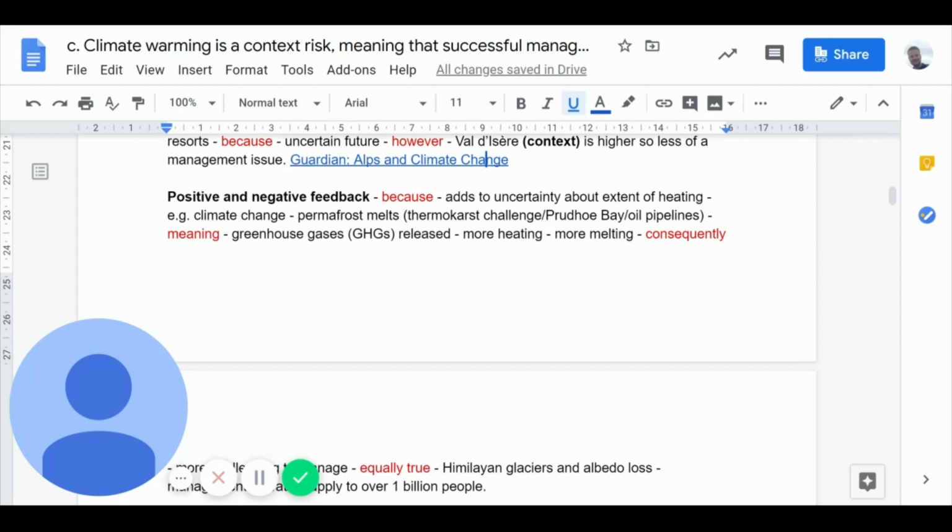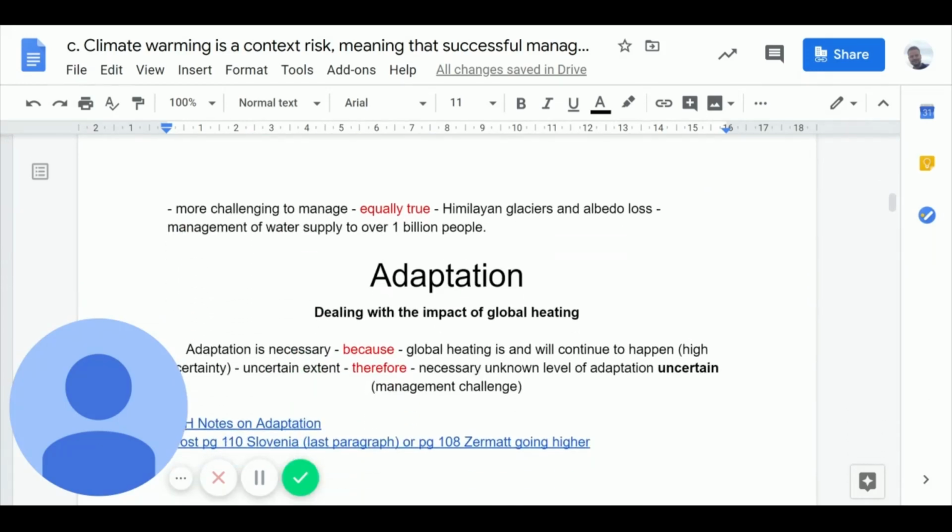So because it adds uncertainty to the extent of heating, to climate change, the permafrost melts, and we've talked about the issues that's going to have for people who operate in oil installations. That's another challenge to management because it ruins a building if you think about thermokarst. Meaning the greenhouse gases, more greenhouse gases are released as the permafrost melts. We've already done this before. More heating, more melting, and consequently more challenging to manage.